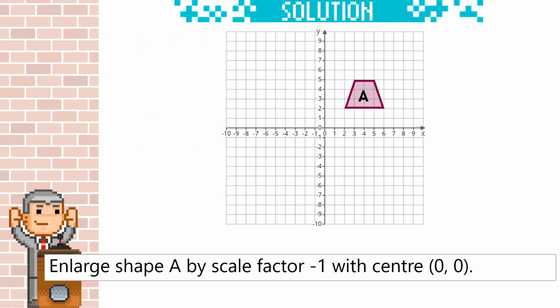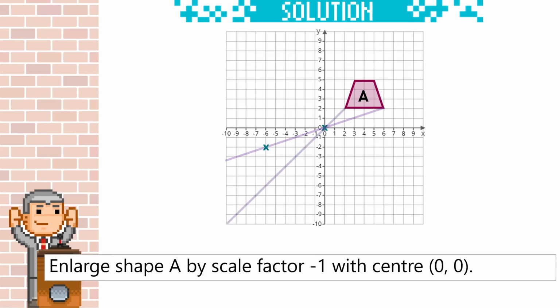In this question, we're asked to enlarge shape A by a scale factor -1 with the centre of enlargement at 0, 0. So let's start by marking on our centre of enlargement. And we're going to draw our ray lines next. So we're going to start with the bottom right. Now, from the shape, we've gone down 2 and we've gone left 6. For a scale factor of -1, we're going to go that same amount again past the centre of enlargement. So we're going to go another 2 down and another 6 to the left. And we end up with our point here.